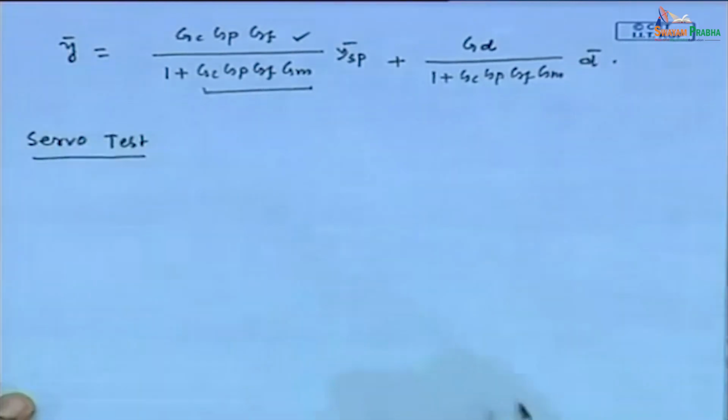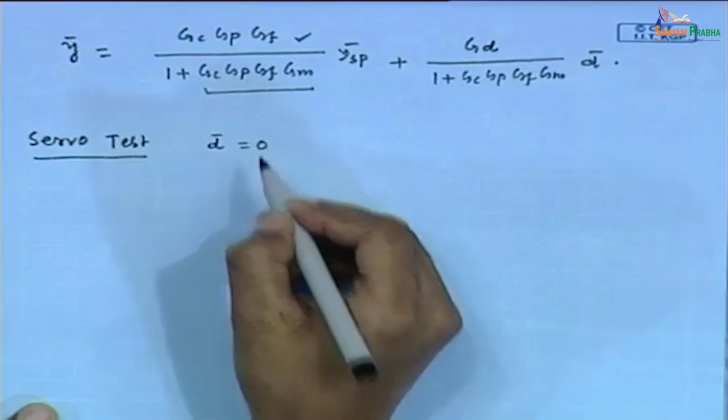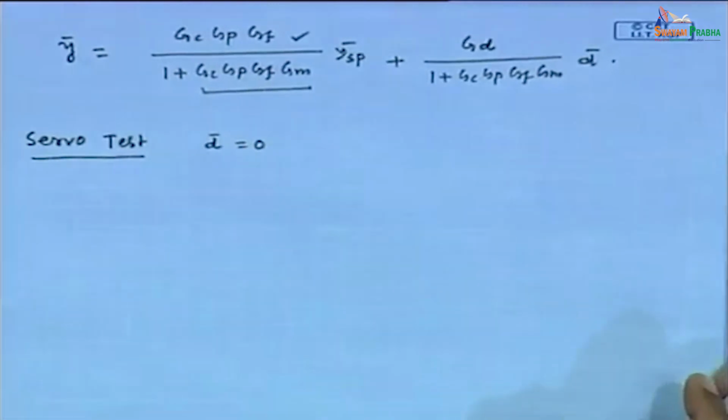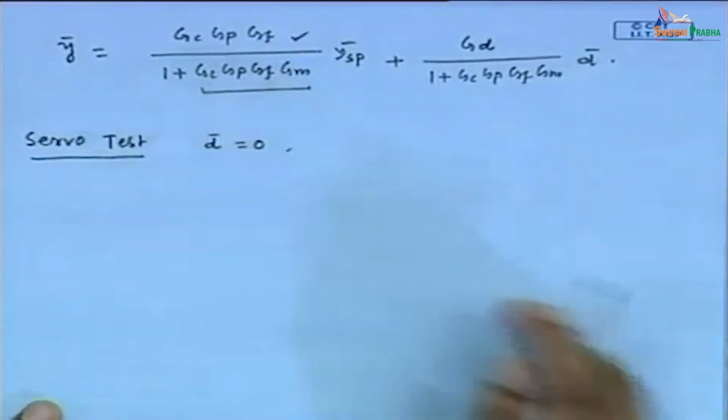In the servo test, there is no change introduced in the disturbance. That means d bar equals 0. Only the set point change is considered. Fine. Now, if d bar becomes 0, what is the closed loop transfer function for the servo problem?